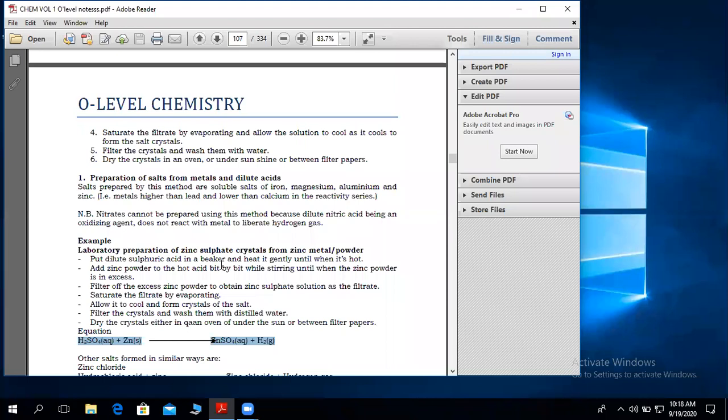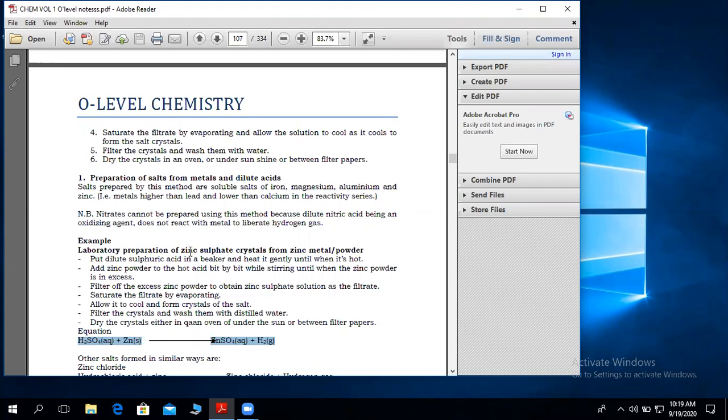So the steps are clear, just like the general method. We said you begin with the acid by putting the acid in a beaker and you heat gently. I have already told you the reason why we heat. Then add zinc powder. If you are preparing zinc sulfate, use dilute sulfuric acid. Then add zinc powder to the hot acid bit by bit.